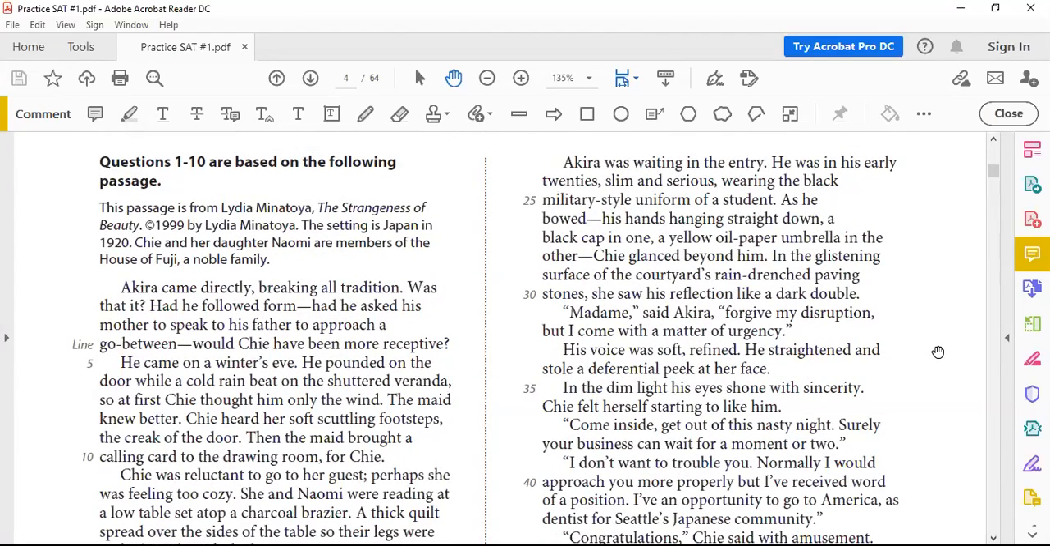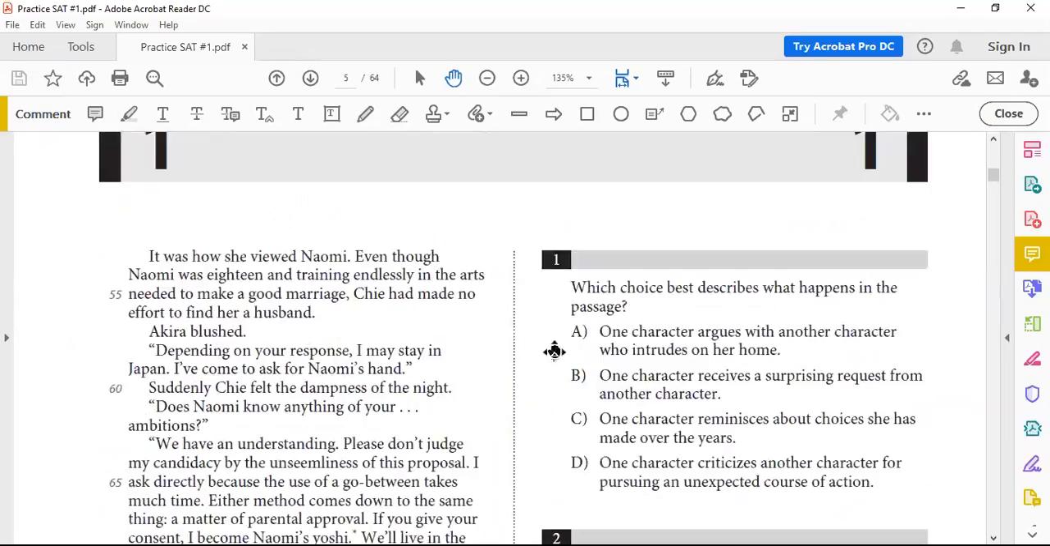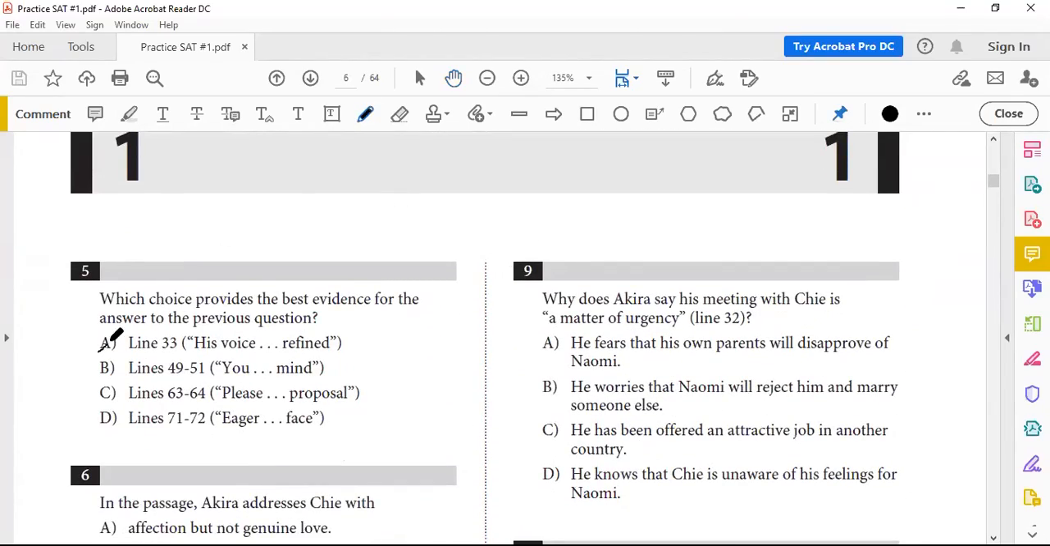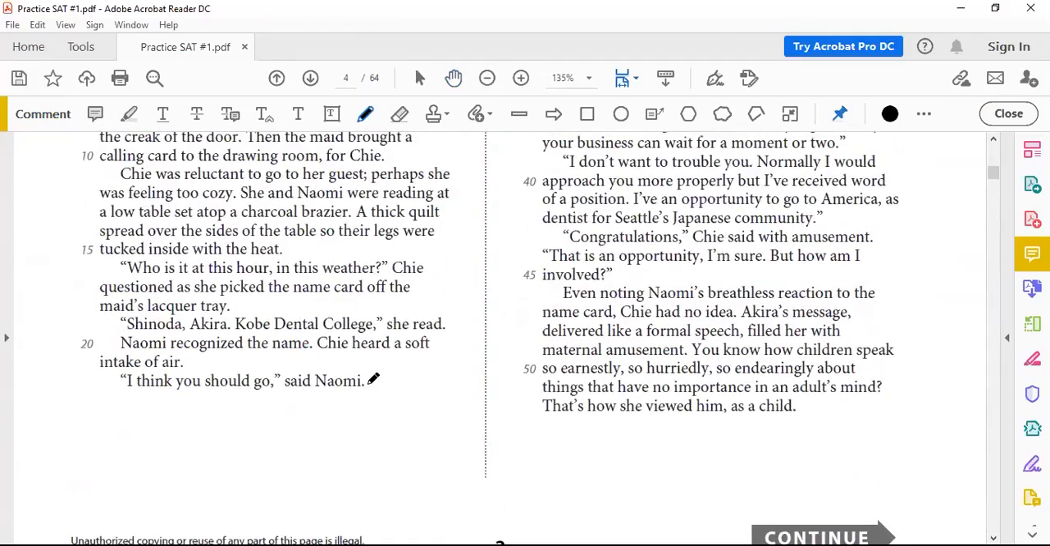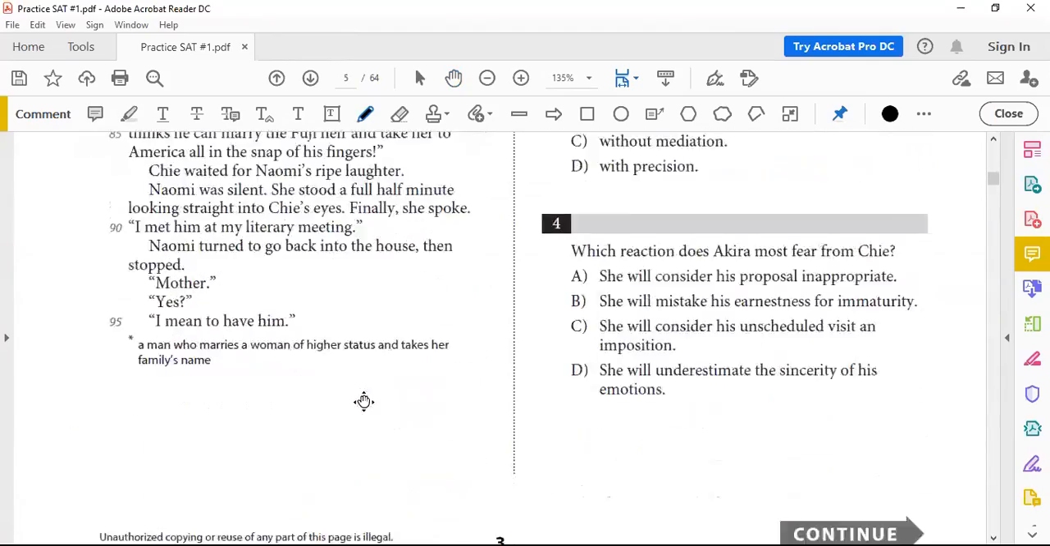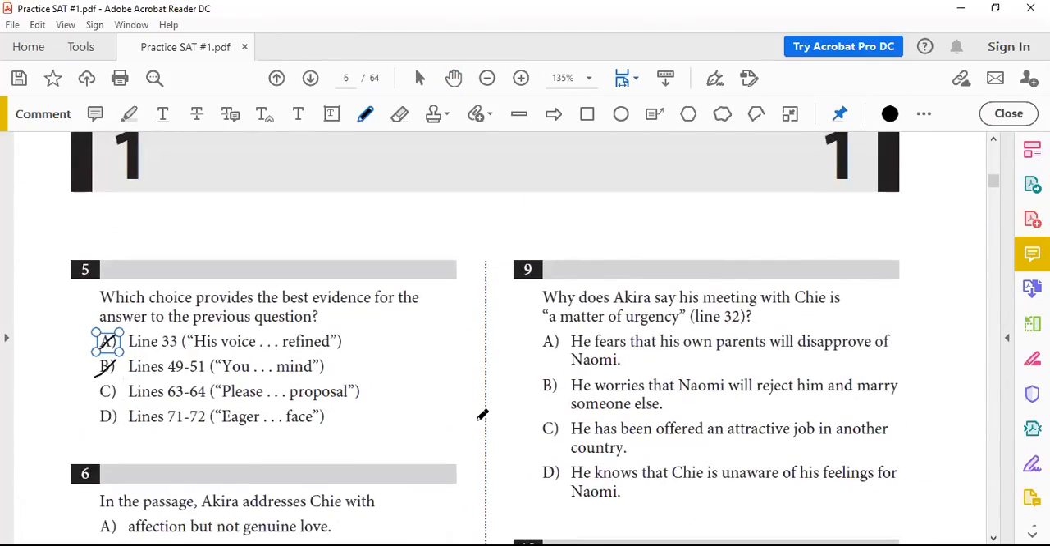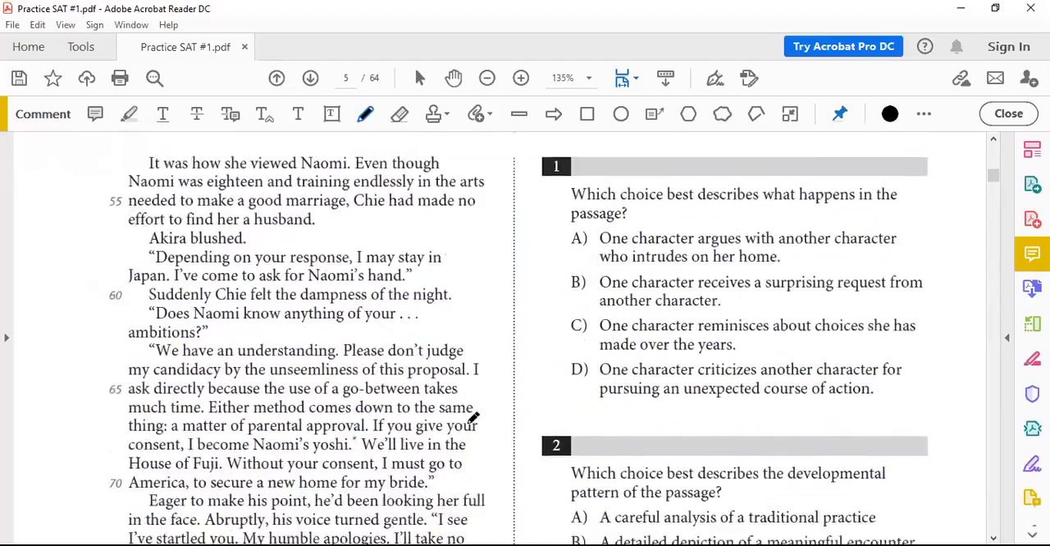And let's read it. If we look at line 33, it does not say anything about a reaction he feared. It just talks about his voice. So we can get rid of that one. Let's go to lines 49 to 51 now. And then we know that that doesn't really talk about the question either. That just talks about children and how they act. So we can get rid of that one. Let's go to 63 to 64 and read that one.